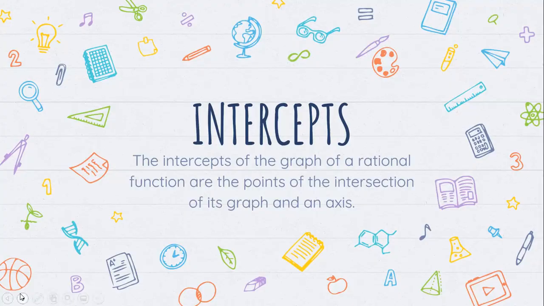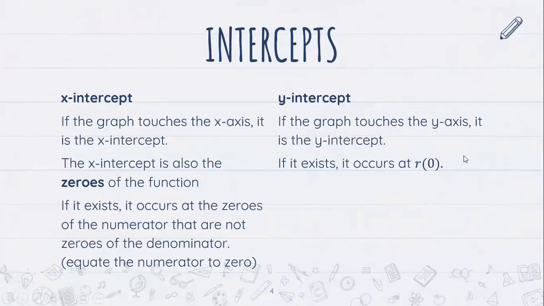Okay? So we have two kinds of intercept: the x-intercept and the y-intercept. If the graph touches the x-axis, it is the x-intercept. Kasi nga, sa x siya nag-touch or nag-cross or tumama. The point where the graph and the x-axis meet, cross, or touch is the x-intercept. Otherwise, if it's on the y-axis, the point of intersection is what we call the y-intercept. Okay? So doon muna tayo sa x-intercept.